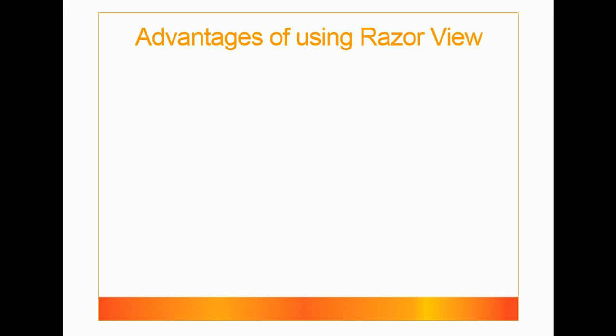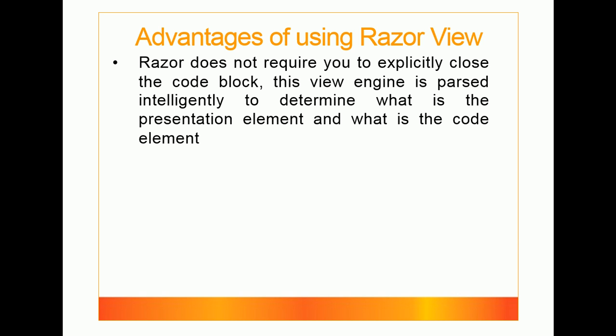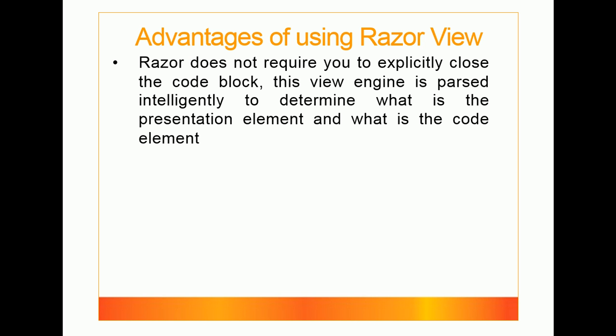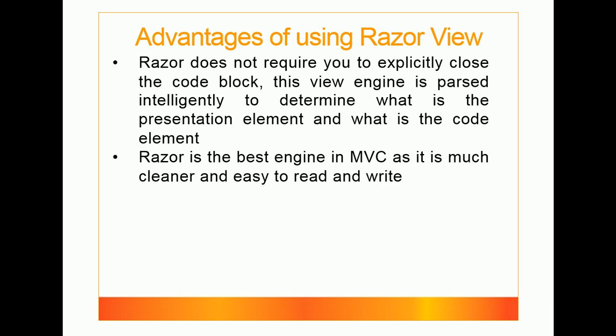Now let us see what are all the advantages of using Razor view. Okay, Razor does not require you to explicitly close a code block. This view engine parses intelligently to determine what is the presentation element and what is the code element. There is no need to explicitly close a code block, as I mentioned earlier, because the Razor engine is smart enough to identify which is a presentation element and which is a code element. And Razor is the best engine in MVC, as it is much cleaner and easy to read and write.